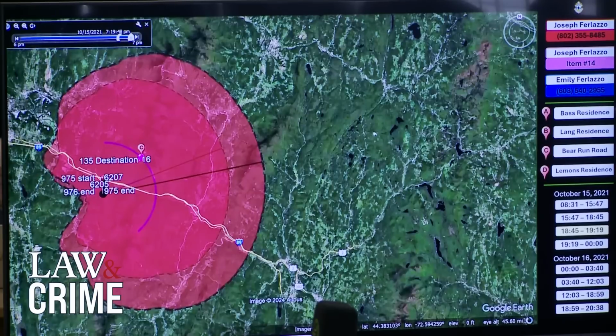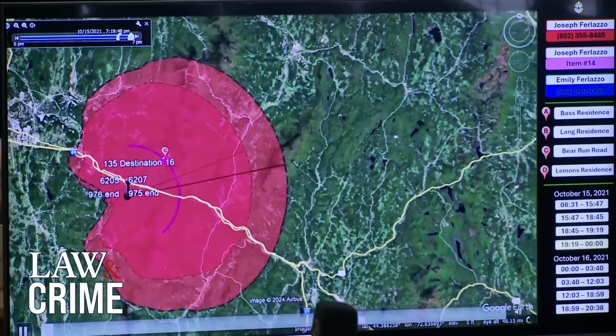Okay, and we see that there is a C in the kind of middle of this red space, and that is Bear Run Road, is that correct? Yes. Okay. Do you have anything else on that point? Yes. Okay.